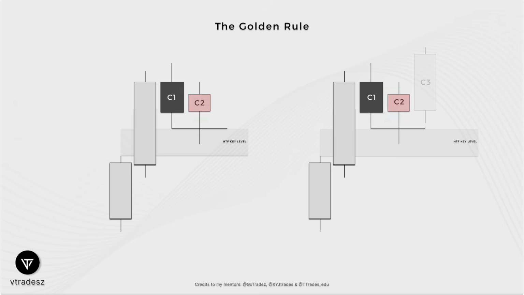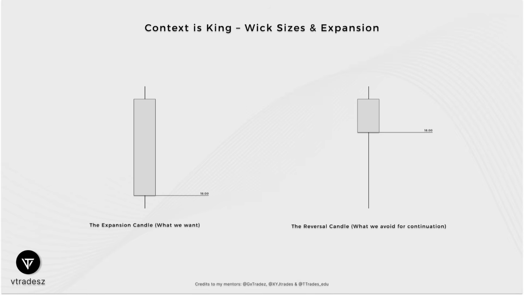If you spot a candle 2 closure on the daily chart, you now have a bias for the next day. You expect the next candle, candle 3, to expand in the opposite direction. Now, before we rush to trade candle 3, we need to talk about wick sizes. Not all candle 2s are created equal.